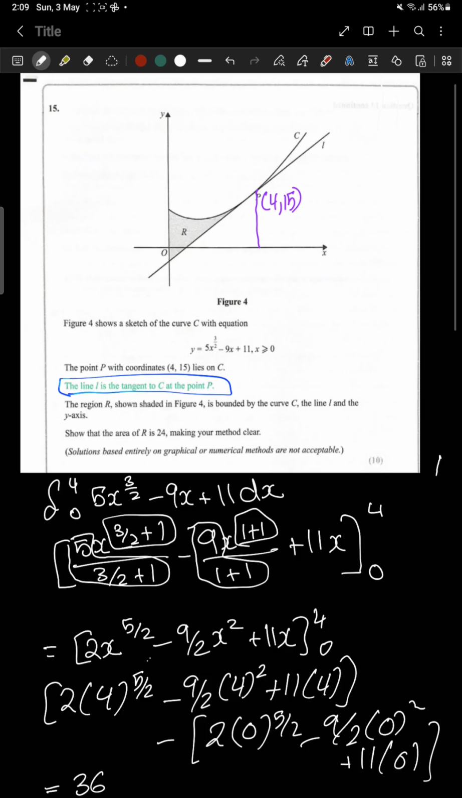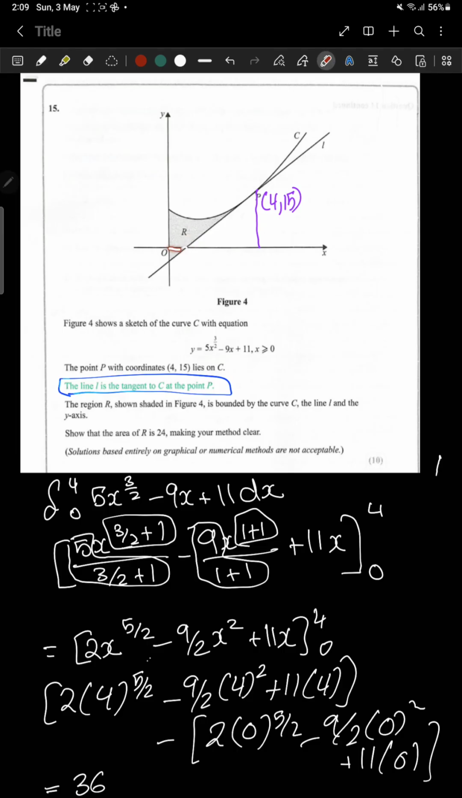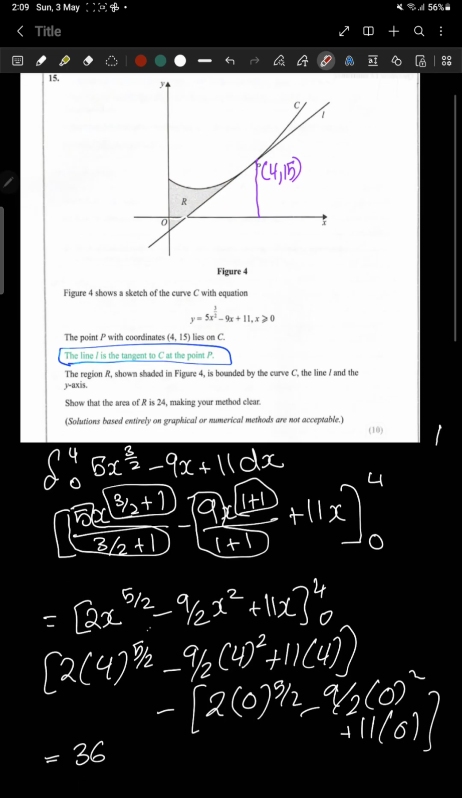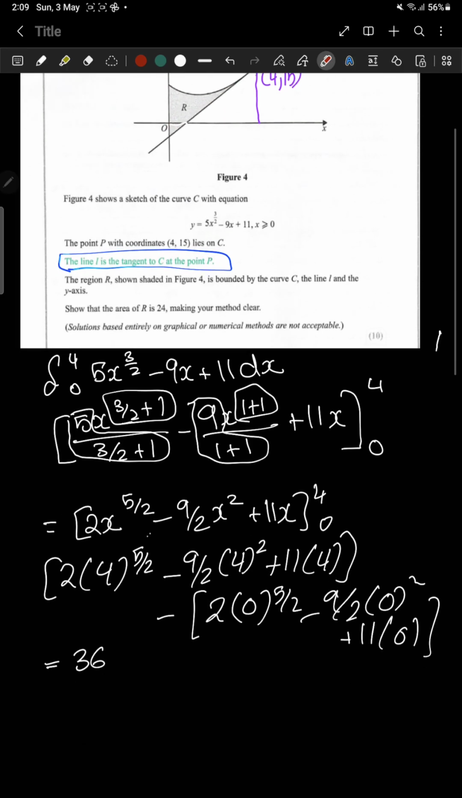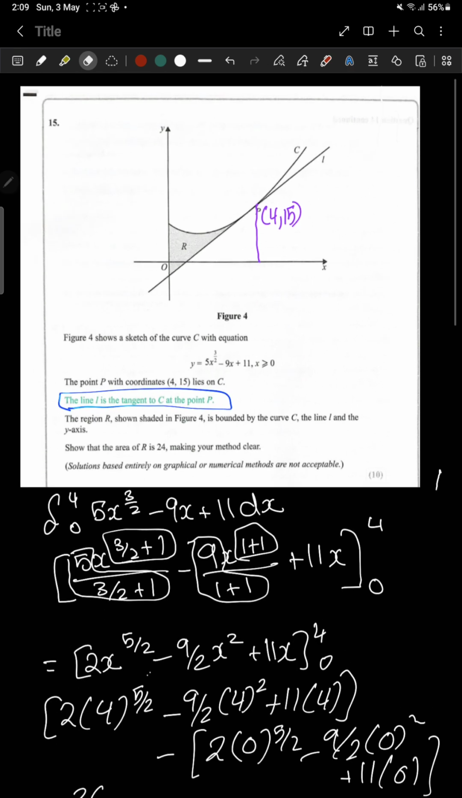So now the thing is, in order to find this part over here, I have to subtract the area of the triangle, right? Now we have to find the area of the triangle. How we are going to do that is also a bit tricky, and you have to think.